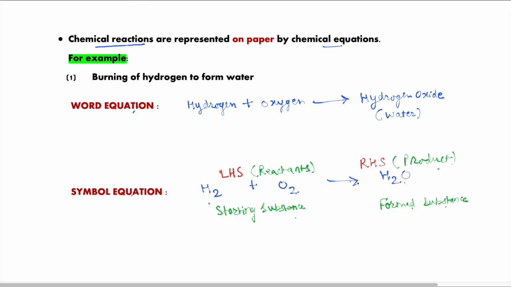This arrow represents yields. So this equation can be read as: when hydrogen reacts with oxygen, it yields water. Thus, we can say that a chemical equation is a shorthand and scientific way of representing a chemical reaction.